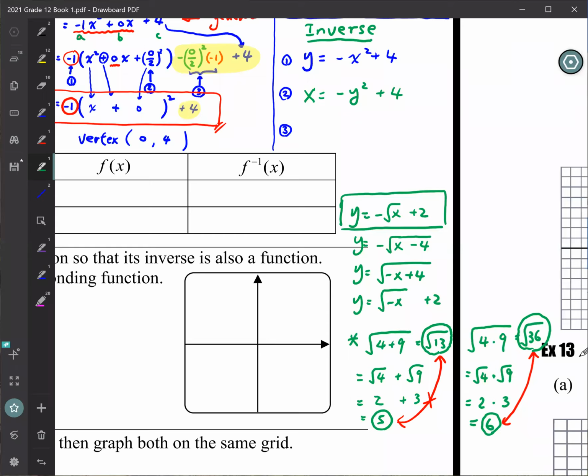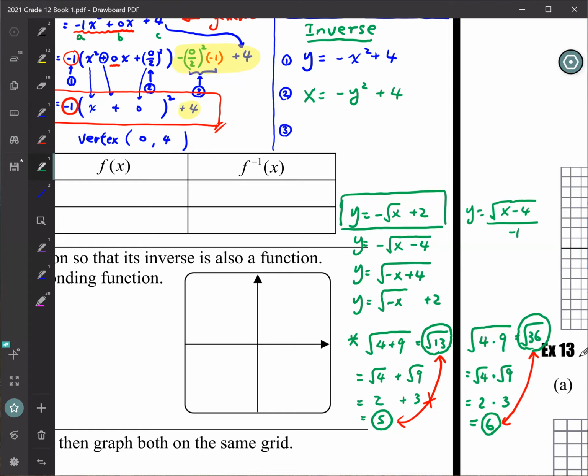I got root x minus 4 over -1 equals y. So -1 is inside the square root as well? No, outside. Okay, like that. Yeah, okay, I'll keep it there.